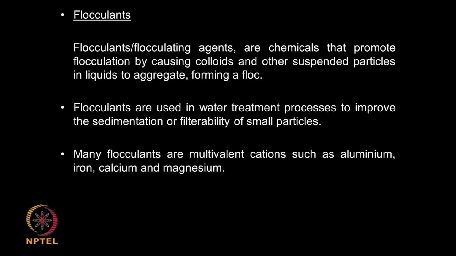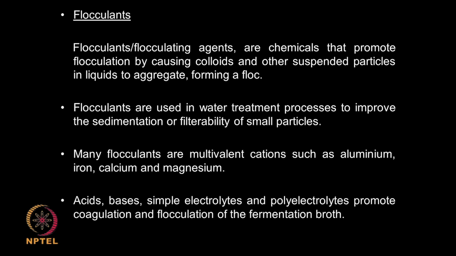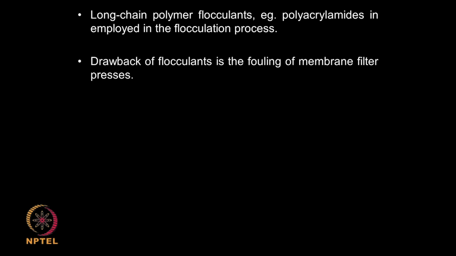So, what are these flocculants? They are generally multivalent cations like aluminum. Aluminum has aluminum chloride, iron, calcium, these are all multivalent, Mg2+, Fe3+, Ca2+, that sort of salts. Okay. That sort of inorganic salts are used. They will generally neutralize the charge that is present on the small sized particles. Or sometimes you can add acids, bases, even simple electrolytes, polyelectrolytes, polyacrylamide. All these are added and they are all called flocculants. It can be long chain polymer flocculants like polyacrylamides, which basically do not have charges on them like acids or bases, or like your inorganic salts.